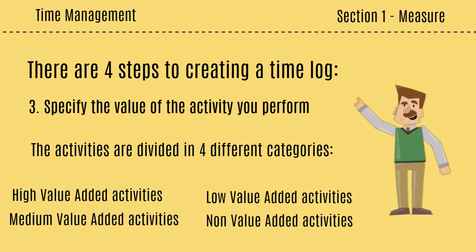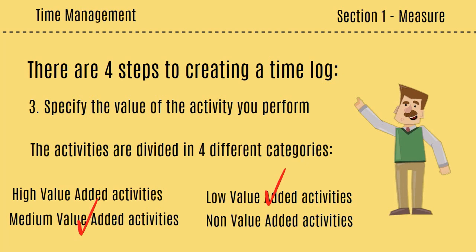So, if you are an IT trainer and currently working on the training preparations for a new software, this activity should be placed in the high value added activities because your main activities are preparing and delivering the IT courses. If you are on a coffee break, this activity should be considered as a non-value added activity because it doesn't add any value to your company. If you, as an IT trainer, are writing an email, this activity should be considered as a medium or low value added activity.